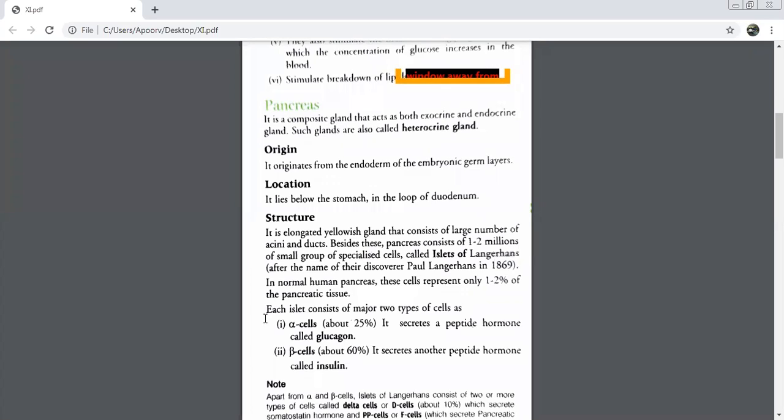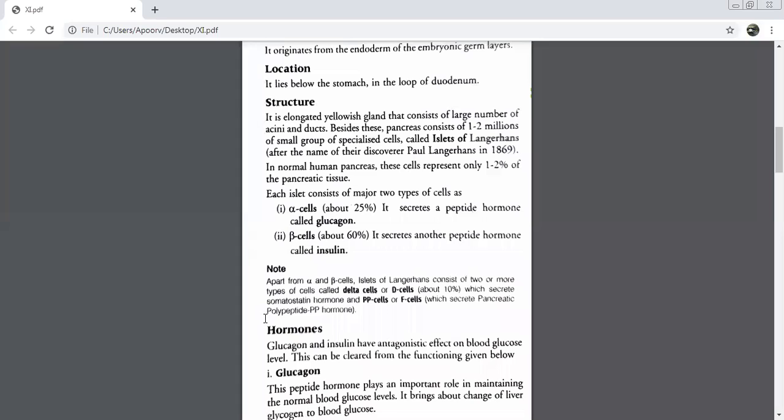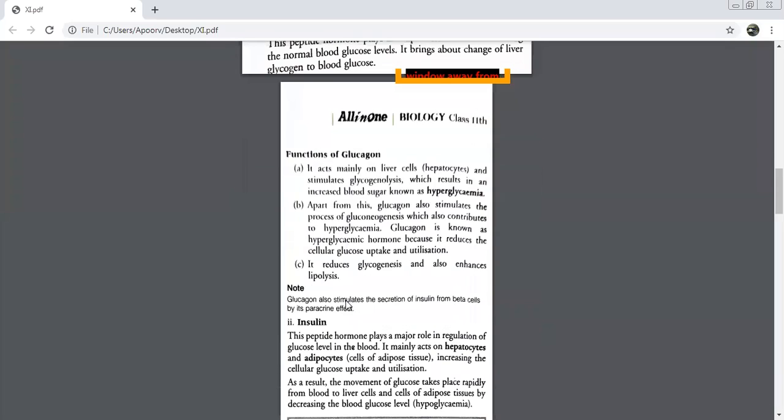Name the hormone secreted by alpha cells. Glucagon. What is the hormone secreted by beta cells? Insulin. Which is the third type of cells we have? Delta cells. Earlier they were known as gamma cells. These delta cells, PP cells or F cells, secrete which hormone? What is PP? Pancreatic polypeptide.